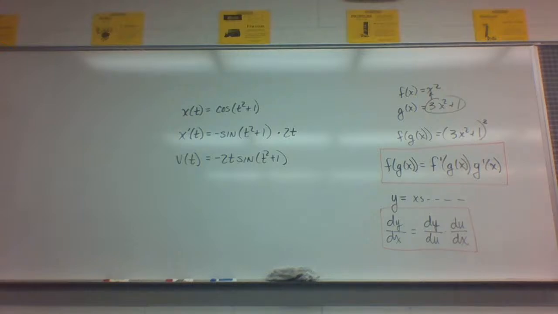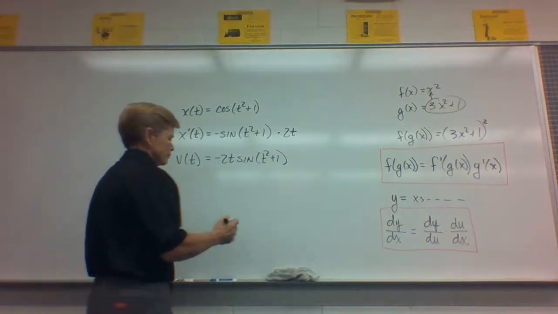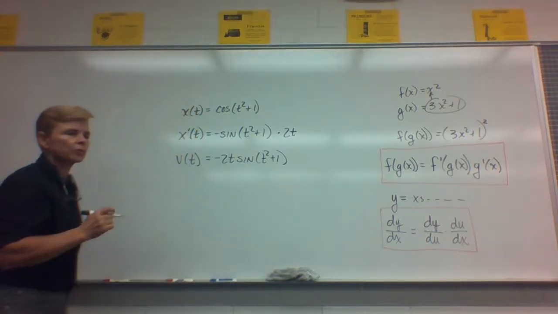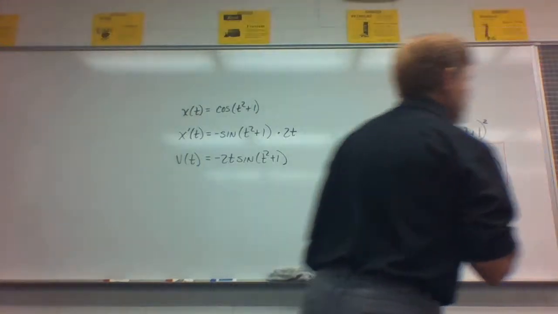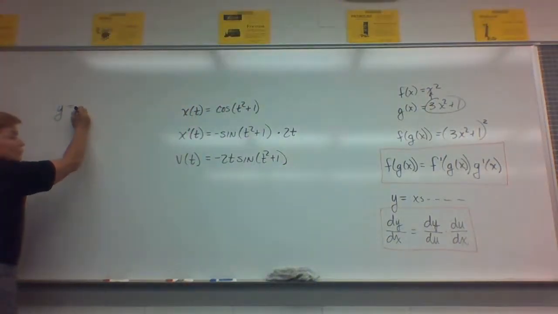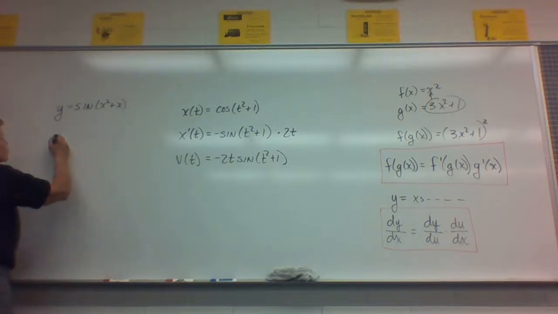So the next one just says differentiate, which means perform the derivative. If I come over here, have I got room? I think I do. Can somebody read me what we're deriving in example 4? What do we have to begin with? Sine of x squared plus x. Like that? Yes. Okay. So what's y prime going to be, applying the chain rule?